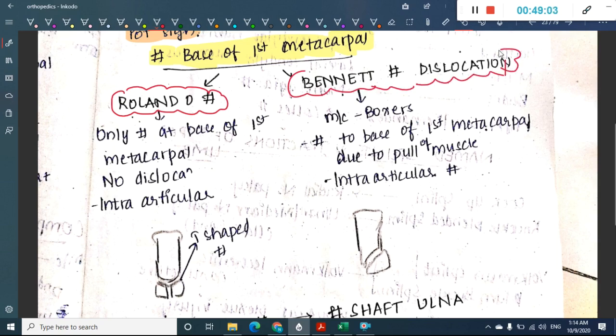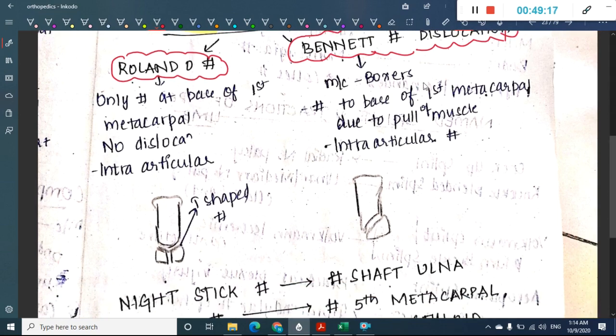So if you see in Rolando fracture, here only the base of the first metacarpal has been fractured. There is no dislocation, and this is an intra-articular fracture. In Rolando's fracture, only the base of the first metacarpal is fractured. There is no dislocation and it is intra-articular.